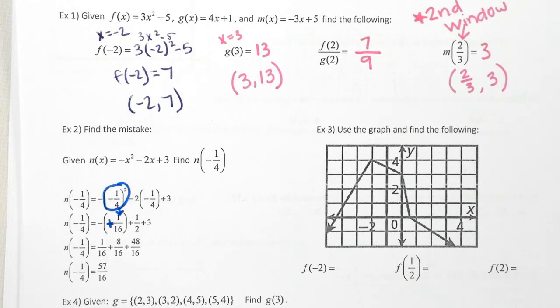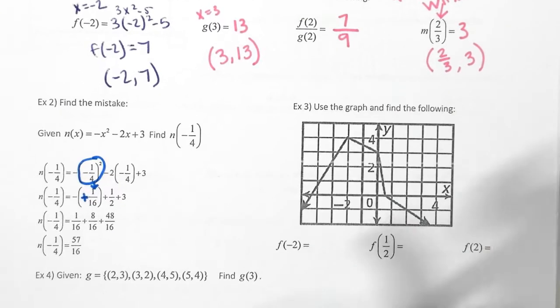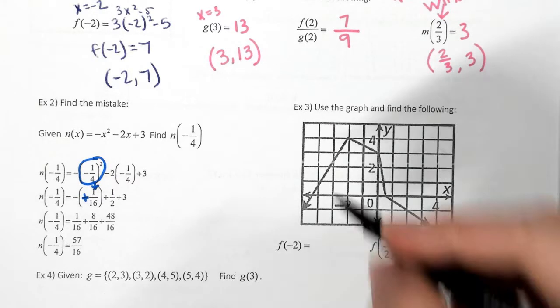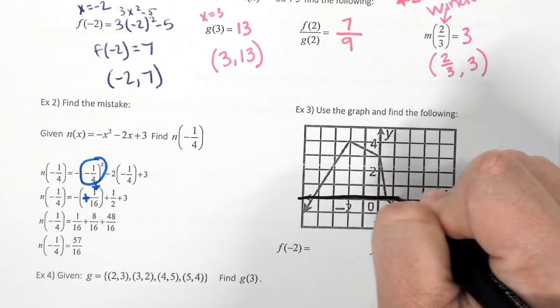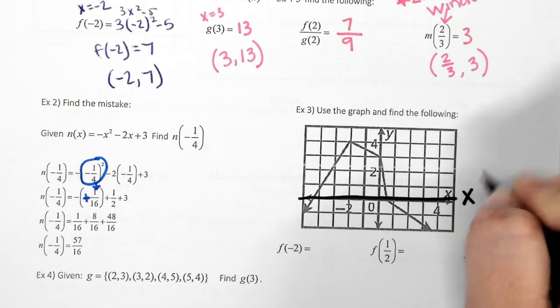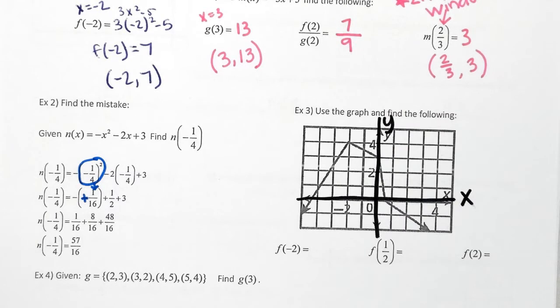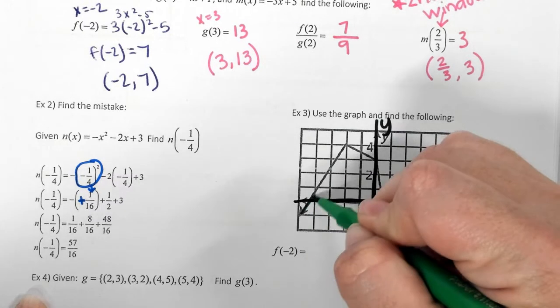Okay, now let's look at the graph. So when given a graph, I'm going to bold the lines to make it a little easier. Okay, this is my x-axis. This is my y-axis. And then this is my graph. I know it's a little crazy.